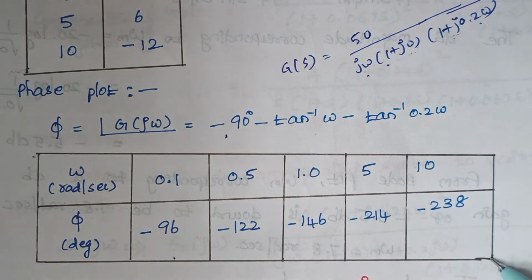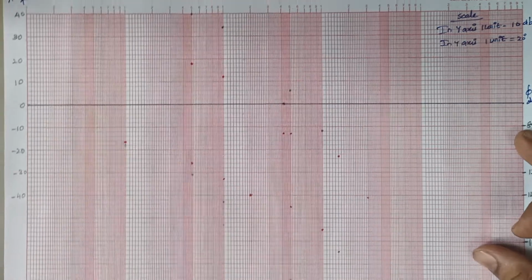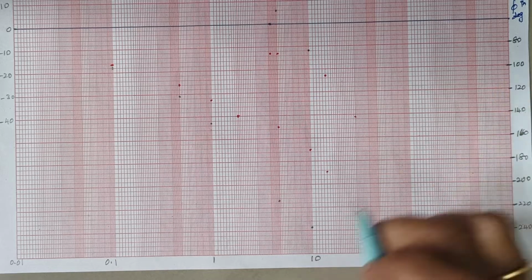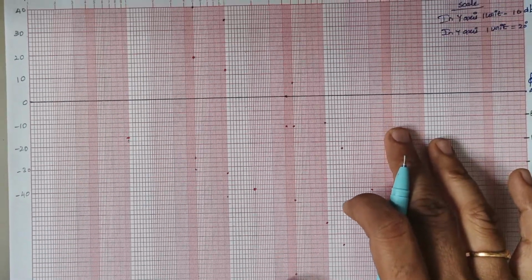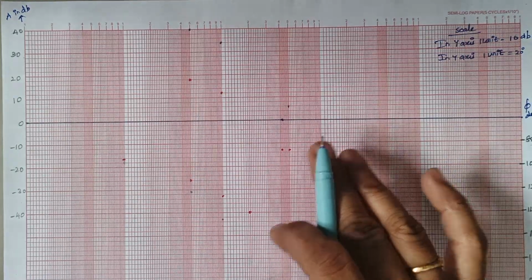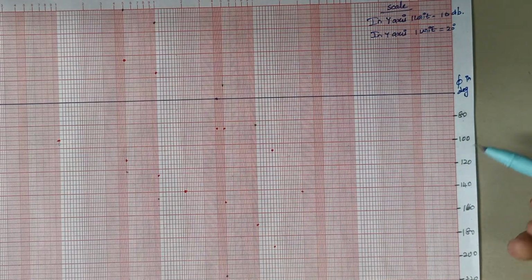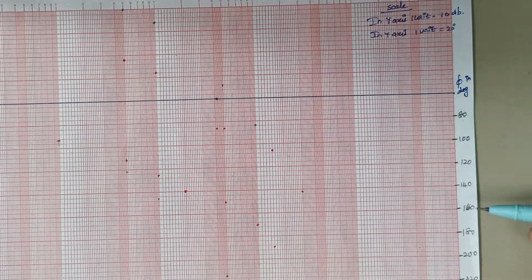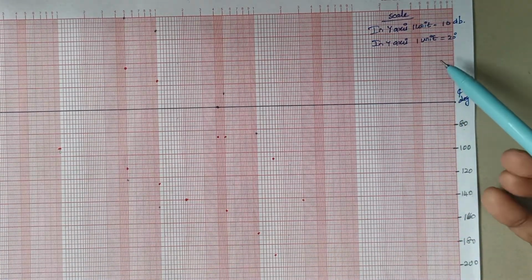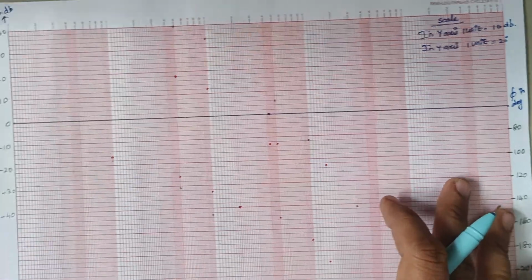So now we are going to draw this phase plot and magnitude plot on a semilog sheet. So you see, this is our semilog sheet. The x-axis stands for omega. Here I had started from 0.01 up to 100. And here the left hand side y-axis stands for magnitude in dB. So here I had selected the values like this, and on the right hand side, the y-axis stands for phase angle. Here you just keep it in mind, these are all minus signs: minus 80, minus 100 and minus 120, like that. And after taking the values, you have to write the scale. It is mandatory.